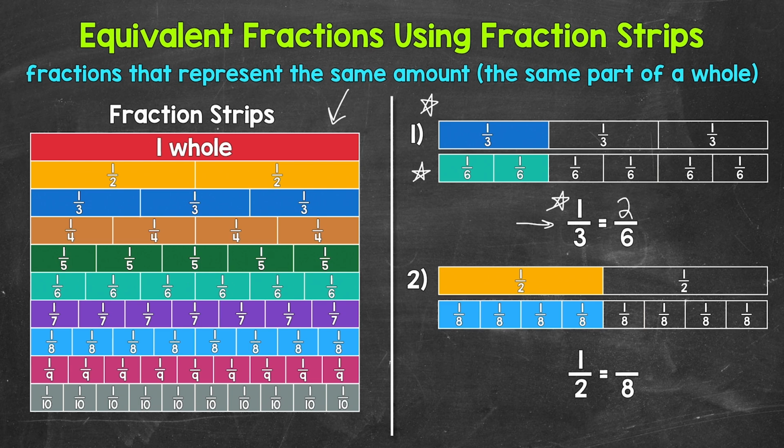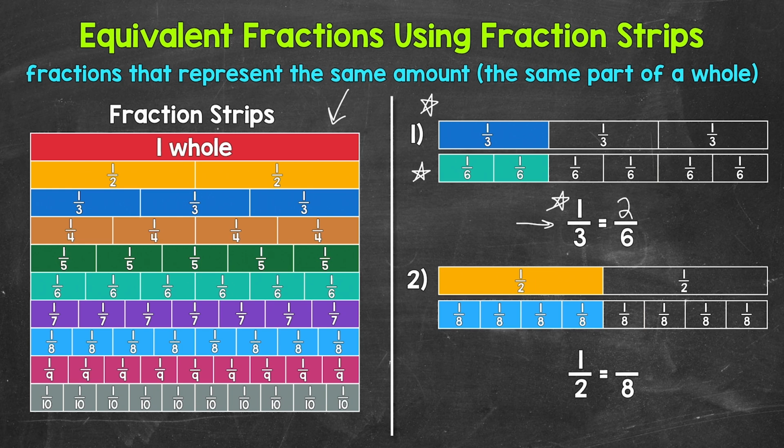Moving on to number 2, we have 1/2 is equivalent to how many eighths? Well, let's start with the top fraction strip. That whole rectangle has been divided into 2 equal parts. Each part is 1/2 of the whole. One part is shaded in, so our fraction is 1/2.